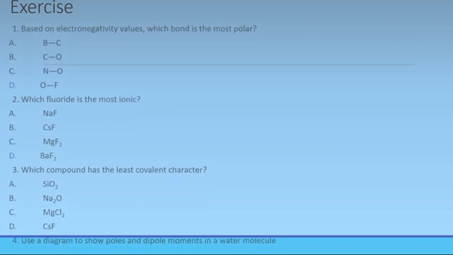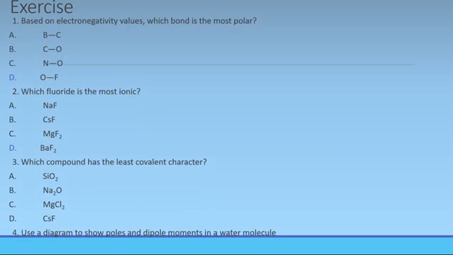Exercise now. Based on electronegativity values, which bond is most polar? We choose the most polar bond. Which fluoride is the most ionic? And which compound has the least covalent character? Use a diagram to show poles and dipole moments in a water molecule. The dipole moments are shown by the arrows moving from the less electronegative or the positive pole to the negative pole.